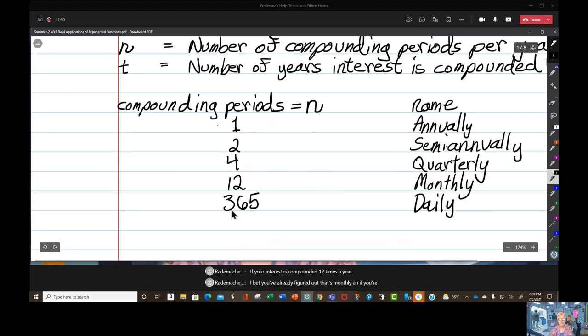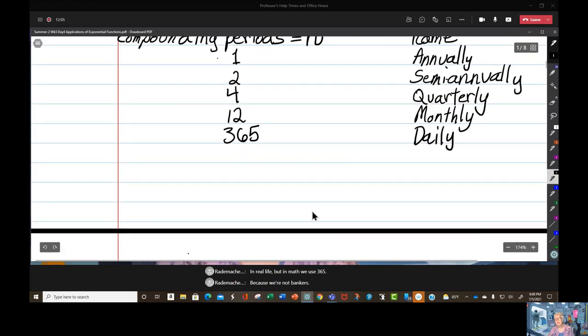And if your interest is compounded 365 days a year, no, not 0.25. It's compounded daily. I've actually been told by someone who worked in a bank that this number is different in real life, but in math, we use 365 because we're not bankers. There is another one you're going to see. And that is continuous compounding.